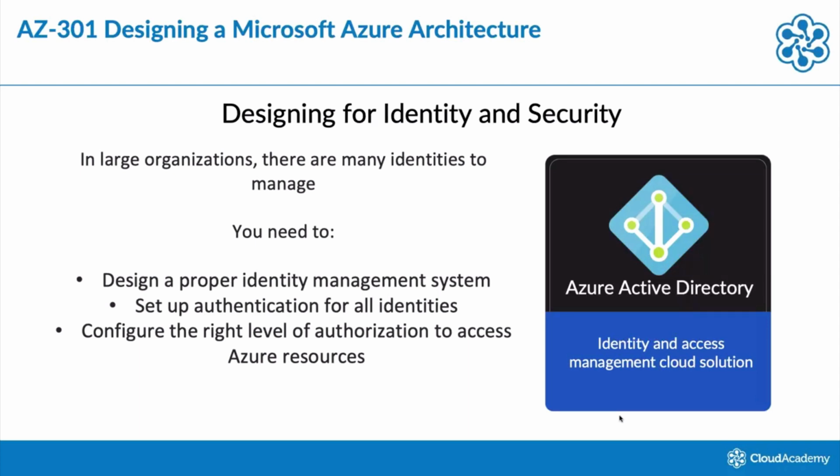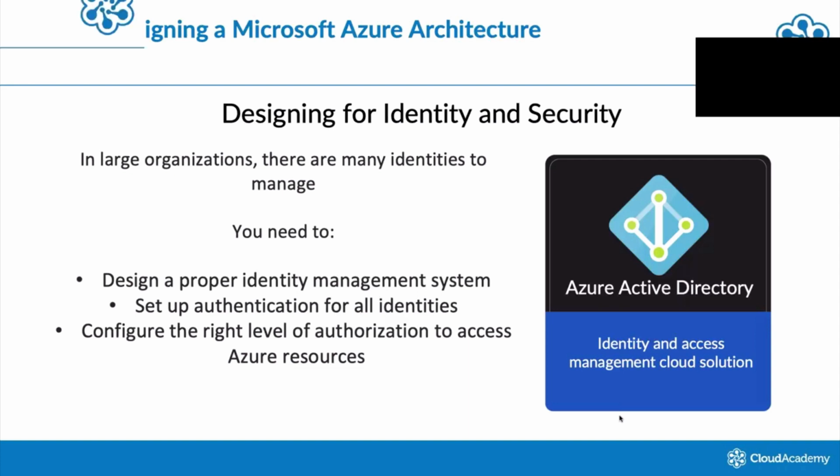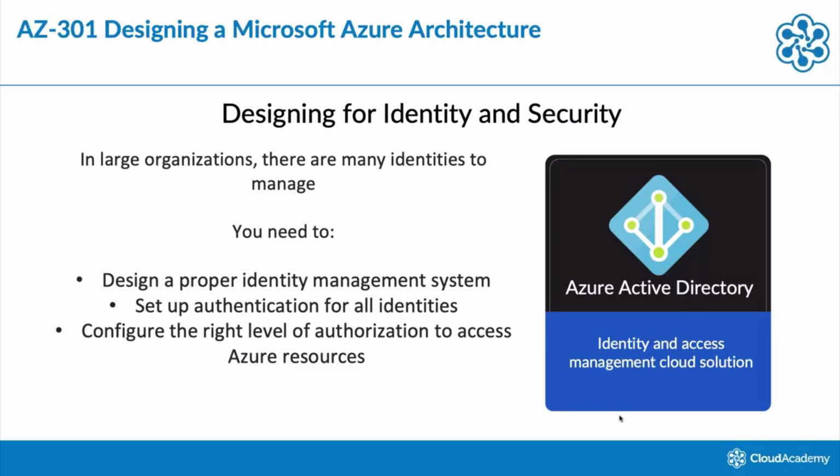You also need authentication for all of these identities, and that usually includes single sign-on, which is a pretty big topic on its own. So you need to know about things like Azure AD Connect, multi-factor authentication, and privileged identity management. And users and applications also need to be granted the right level of authorization, which is different from authentication, of course. And so for that, you need to use role-based access control, or RBAC.